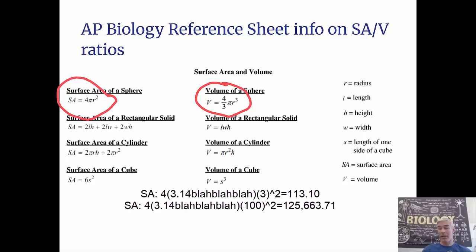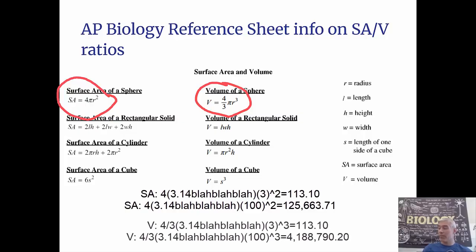Okay, what you should have gotten, and I'm going to hold up my work, is for the surface area of the sphere, you should get 113.1, and for the volume of the sphere, you should also get 113.1, okay? Don't stress out that it's the same answer, it just happened to be that way in this case. When you do it with 100 though, the surface area is 125,663.71, and the volume is 4,188,790.2, something like that, right?